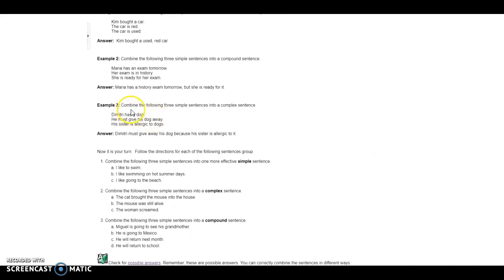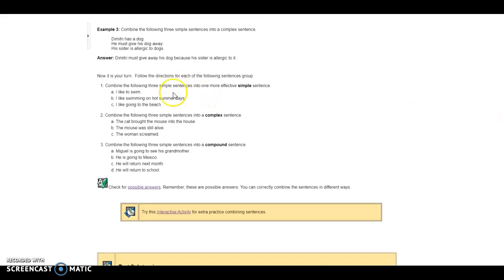And then another example here: combine the following 3 sentences into a complex sentence. And so we would take these 3 ideas, these 3 basic complete thoughts, and see if we can put them into one complex sentence. And again, it's just practice to see if you can write different types of sentences and add variety to your writing. And those are the examples, and then this is the little exercise.